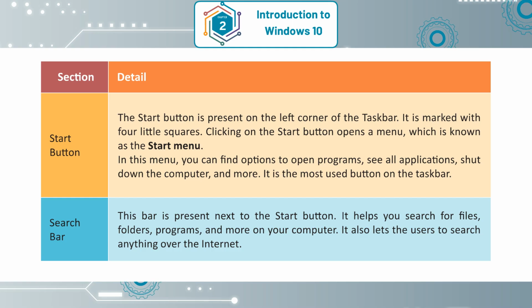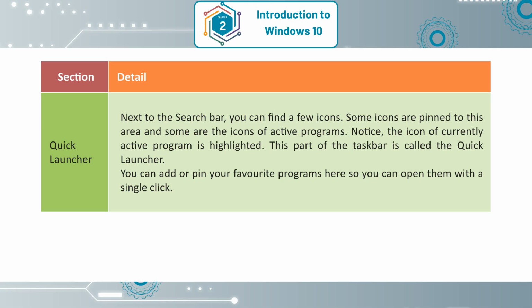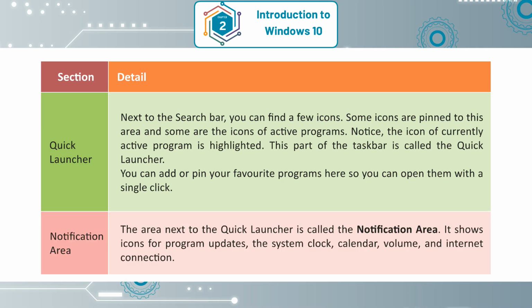It also lets the users search anything over the internet. Quick Launcher. Next to the search bar, you can find a few icons. Some icons are pinned to this area and some are the icons of active programs. Notice the icon of the currently active program is highlighted. This part of the taskbar is called the Quick Launcher. You can add or pin your favorite programs here so you can open them with a single click.